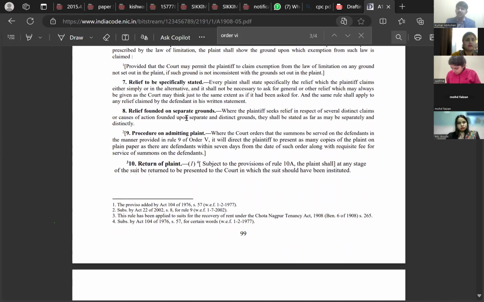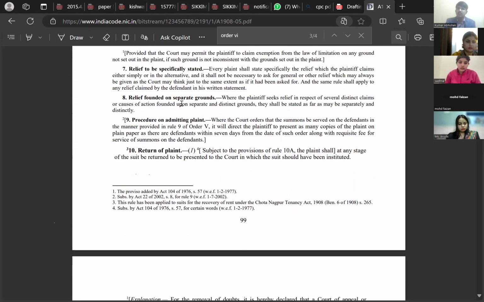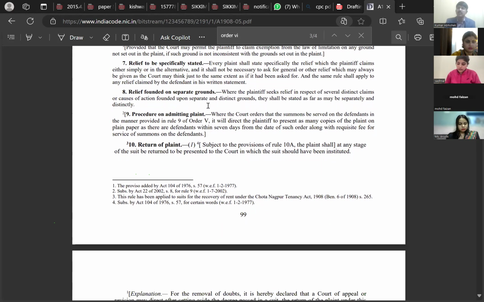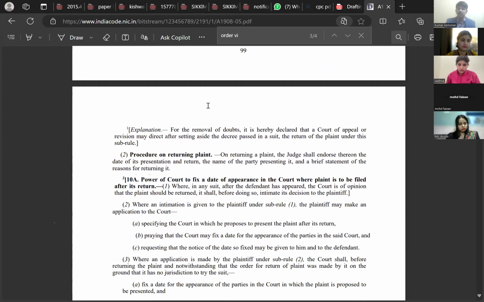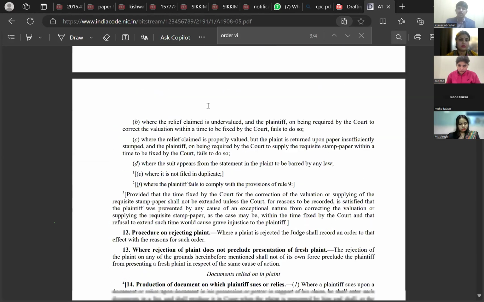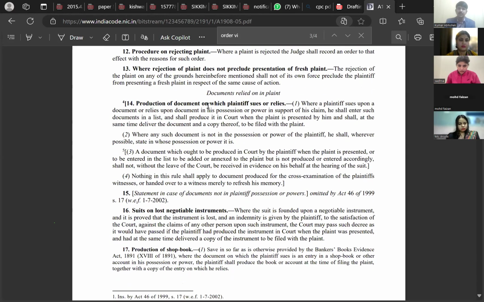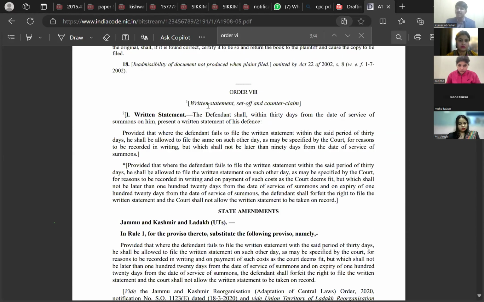Similarly, the distinct claims or causes of action which you are claiming shall be based on different grounds. They may arise out of the same set of facts, but they shall be on different grounds. Then there are certain things about admitting the plaint and returning the plaint. Then we'll move to the next part, which is Order 8. It talks about the written statement.